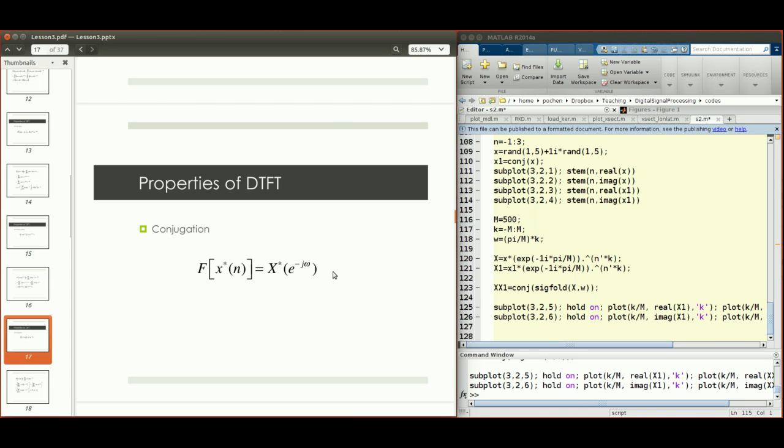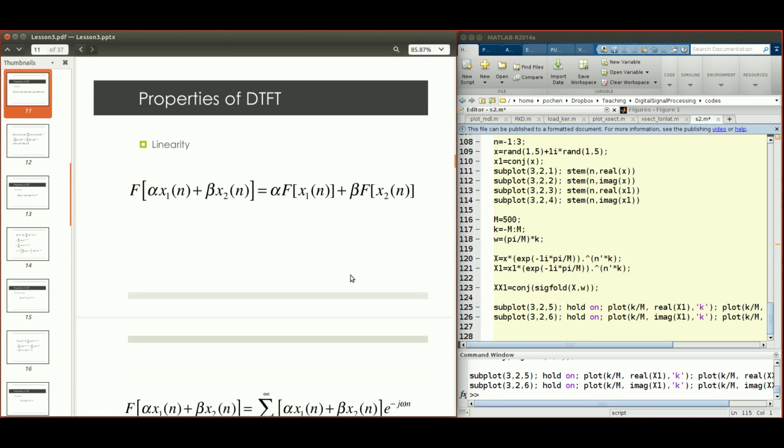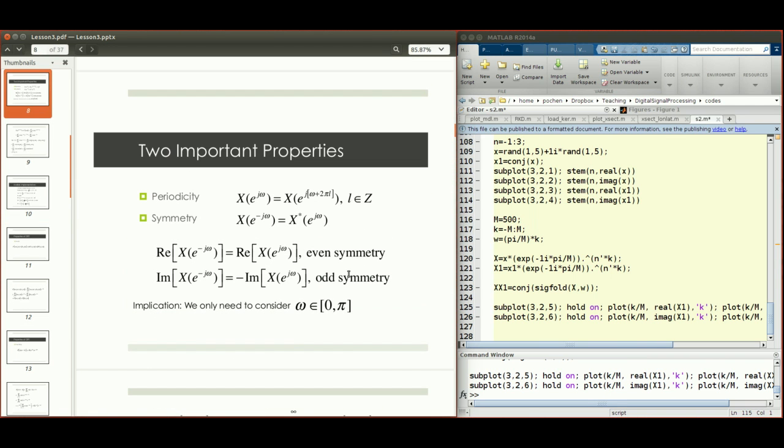Which means what? You basically have recovered this symmetry property: big X e to the minus j omega equals X star e to the j omega. If you take conjugation on both sides, it becomes big X star e to the minus j omega equals big X e to the j omega. You basically recovered this symmetry property if the input signal is a real signal. It means the conjugation of the folded signal equals the original signal.